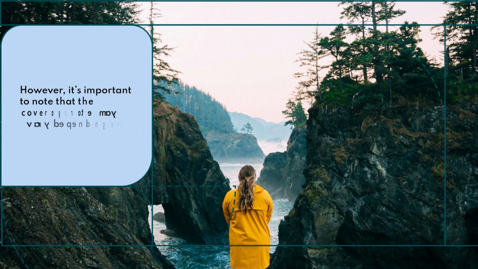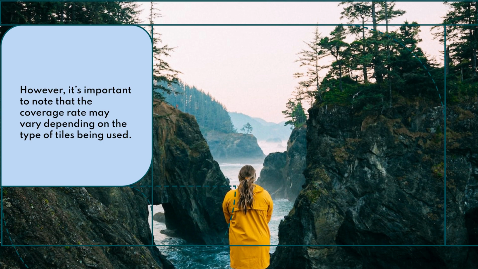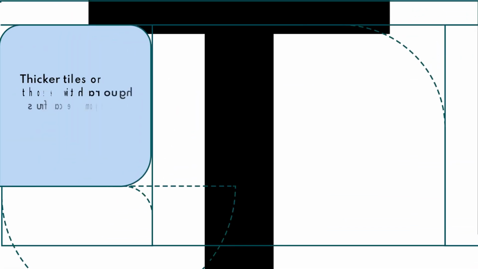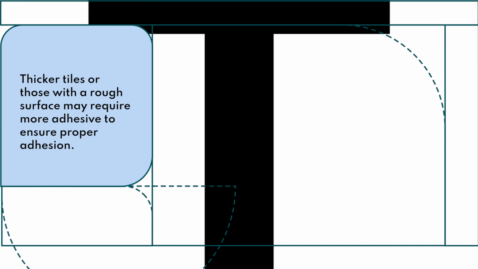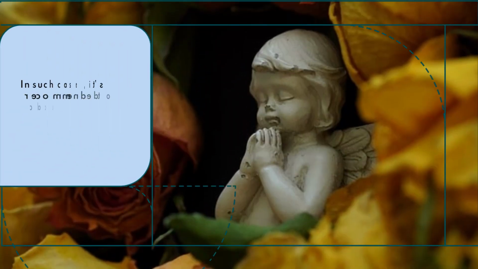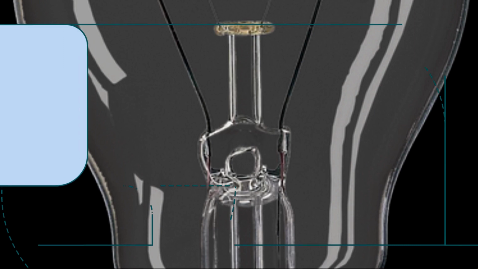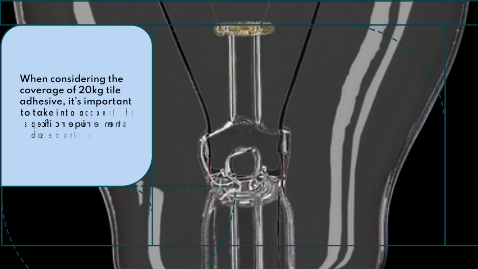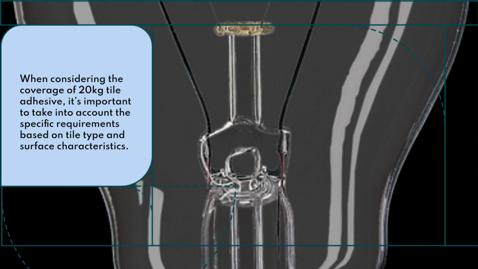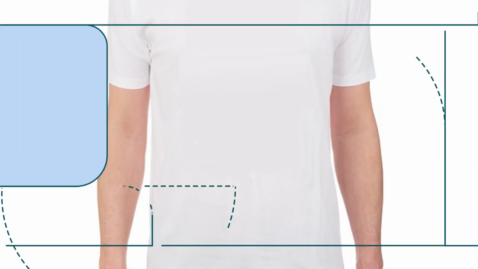To calculate the coverage of tile adhesive, you need to measure the area of the surface where the tiles will be installed and consider the recommended coverage rate provided by the adhesive manufacturer. However, it's important to note that the coverage rate may vary depending on the type of tiles being used. Thicker tiles or those with a rough surface may require more adhesive to ensure proper adhesion. In such cases, it's recommended to calculate the coverage based on the maximum area that needs to be covered.